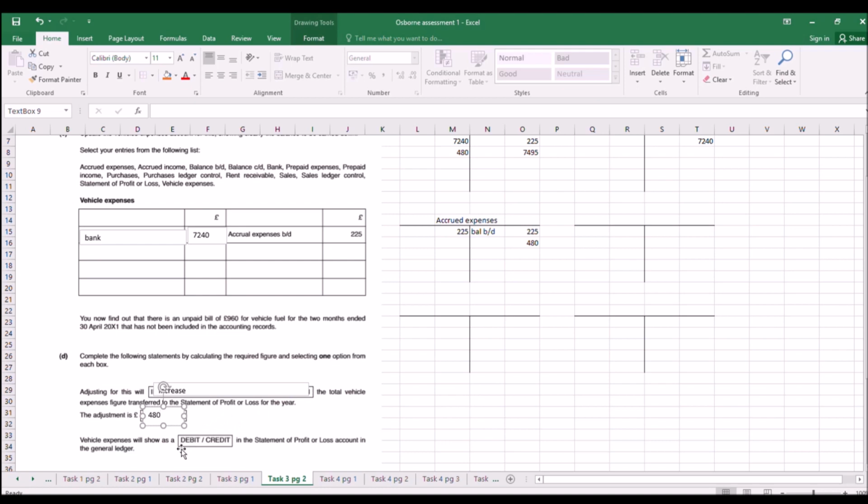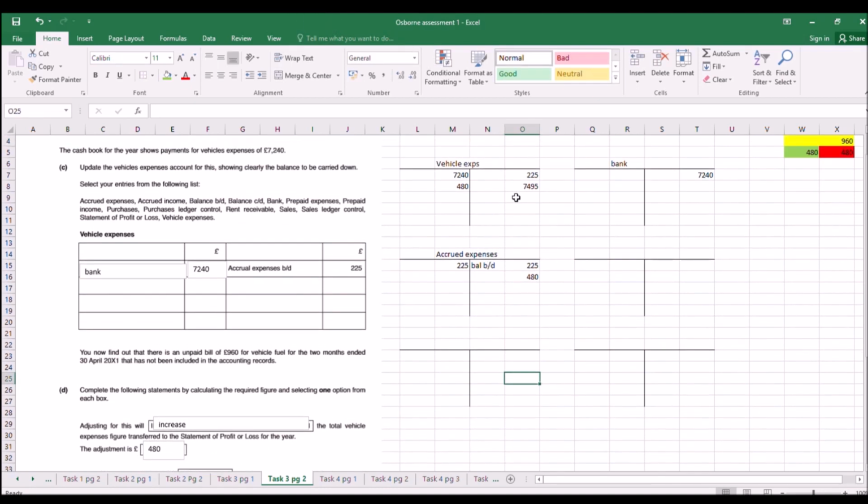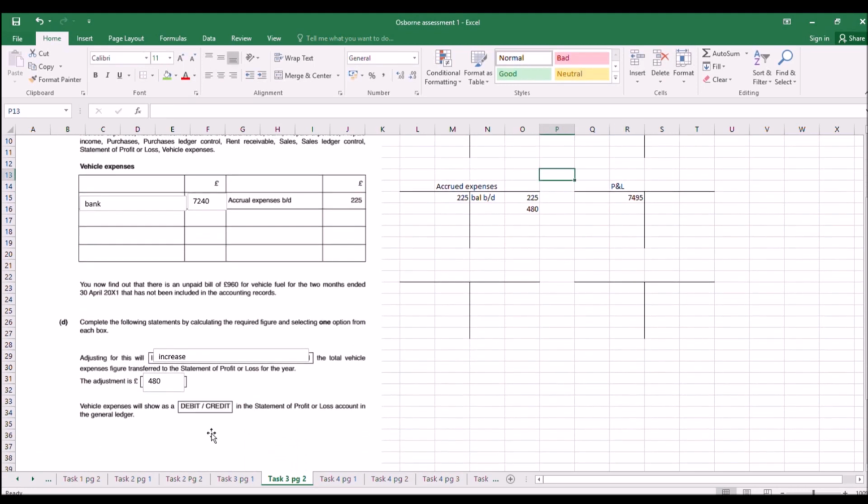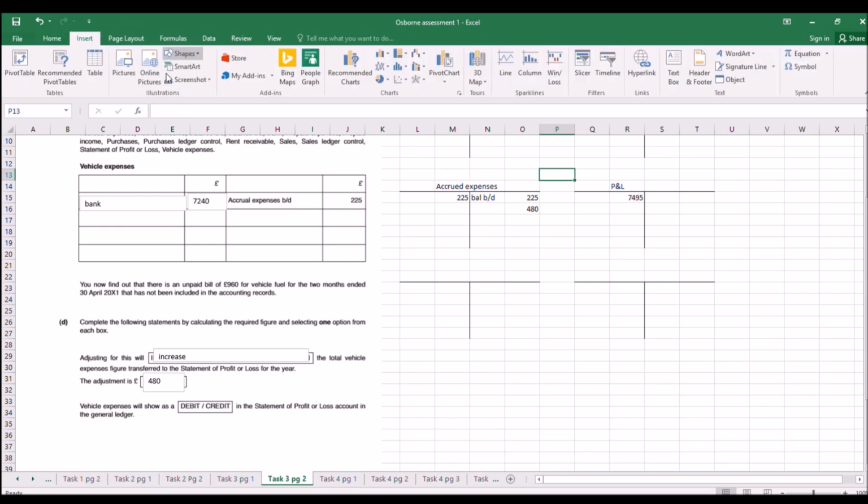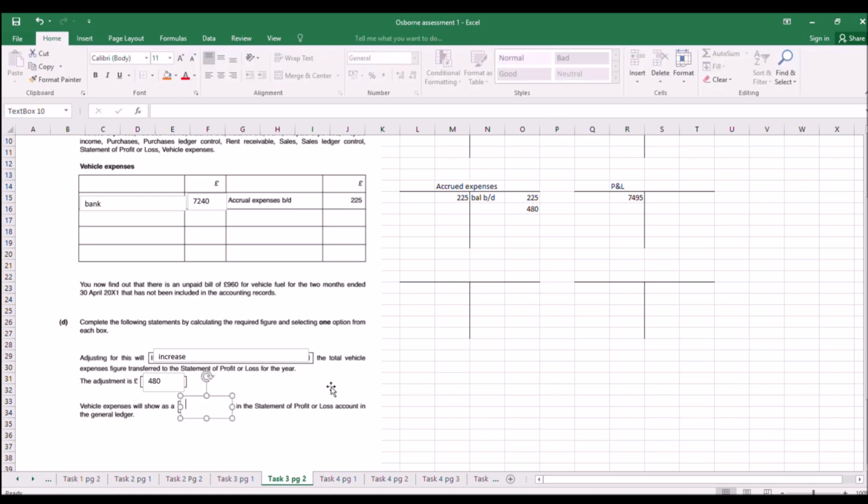The vehicle expense will show as a debit in the profit. So this is the to P&L. We went credit the vehicle expenses account, and then there's the profit and loss account over here. Debit the profit and loss account. So the vehicle expenses will show as a debit in the statement of profit and loss. There we go. Why is it a debit though? Because it represents an expense. An expense is the reduced amount of profit available to shareholders, and therefore less of a liability to shareholders, and therefore a reduction in a liability, which would be a debit.